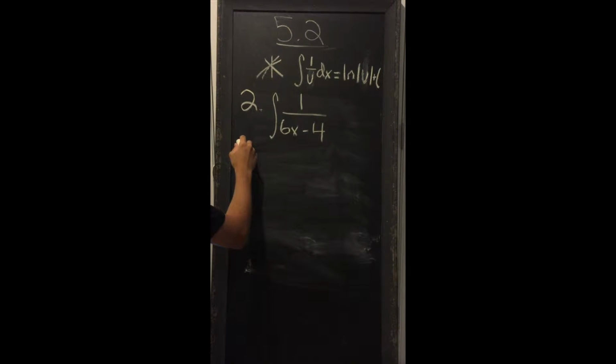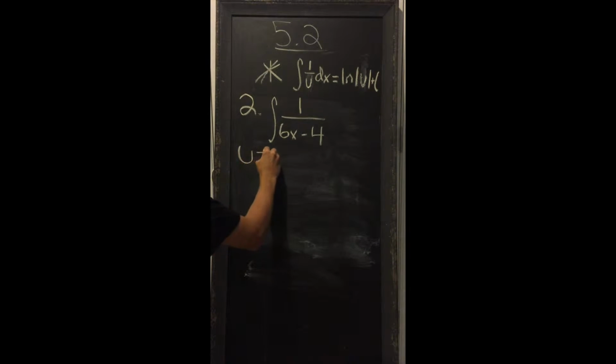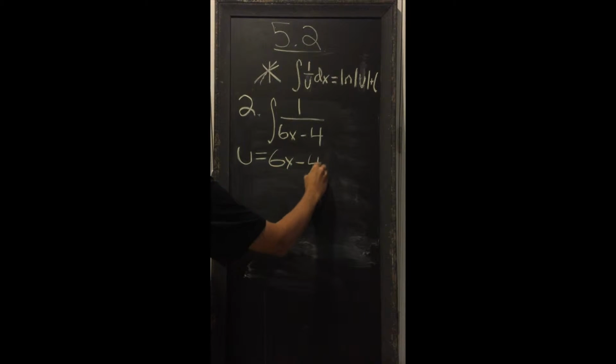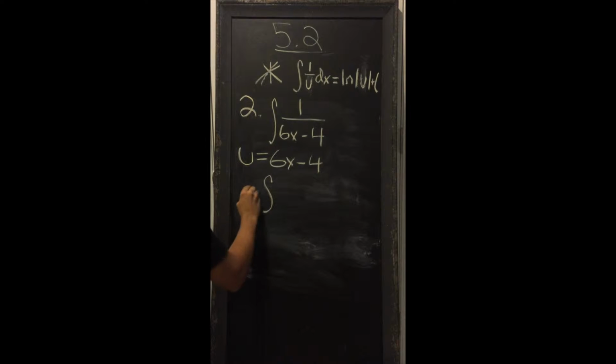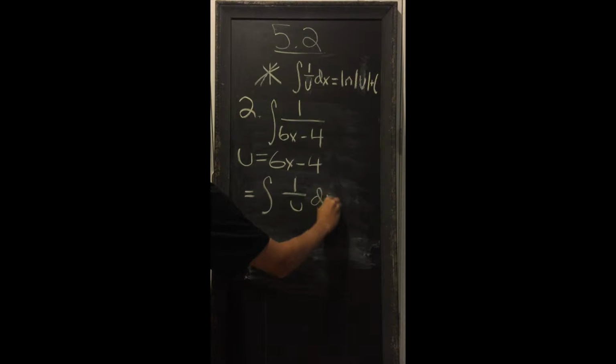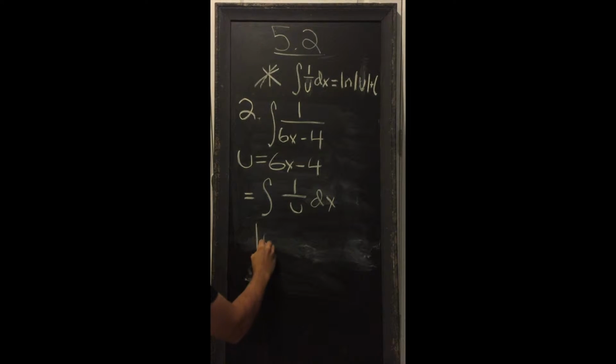Okay, in example number 2, we have an expression 6x minus 4 instead of just one number. So 6x minus 4 will equal u. Making this the integral of 1 over u dx. So the answer will be ln times the absolute value of 6x minus 4 plus c.